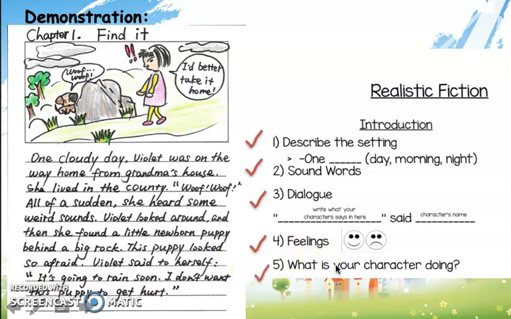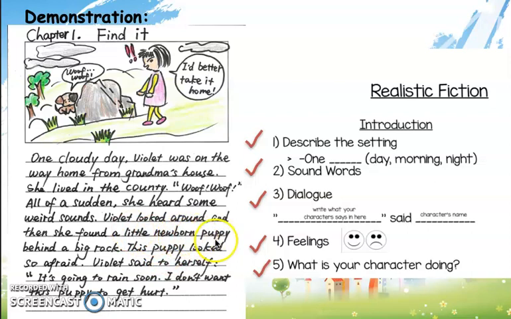And number 5, what is your character doing? What is your character doing right now? I think my character in this story has many movements in the beginning part. Let's take a look. Like she heard something, right? And she looked around and then she found a little puppy. These are all action words, right? These are all actions my character makes in this introduction part.